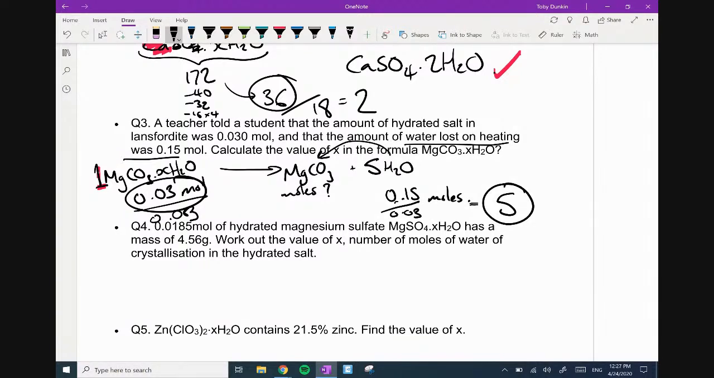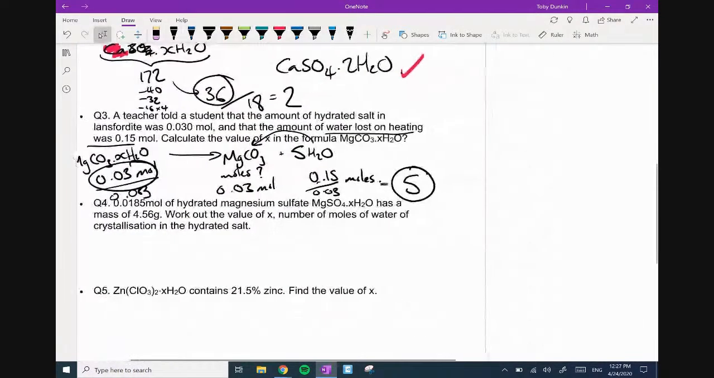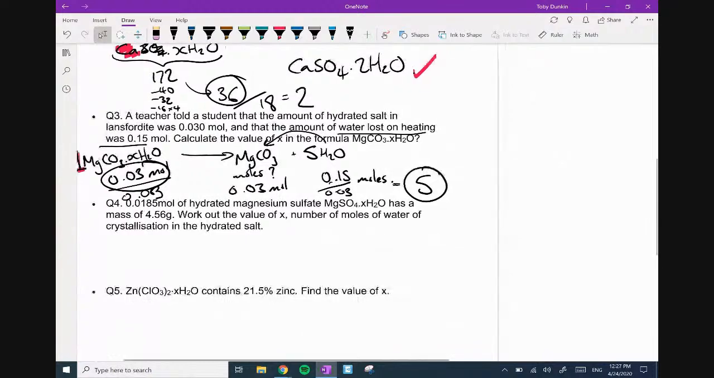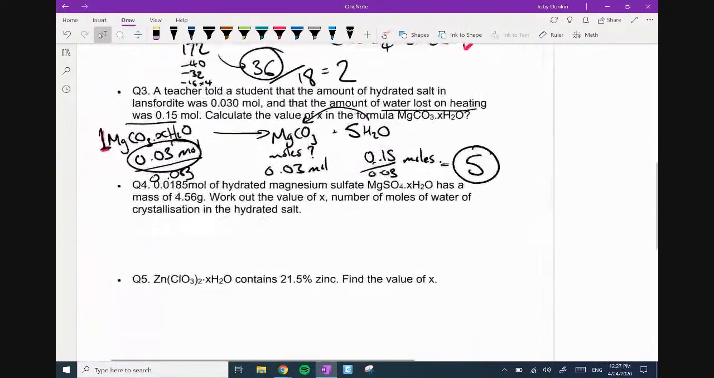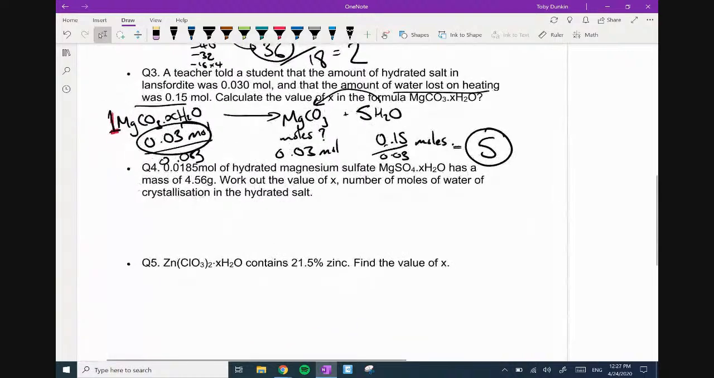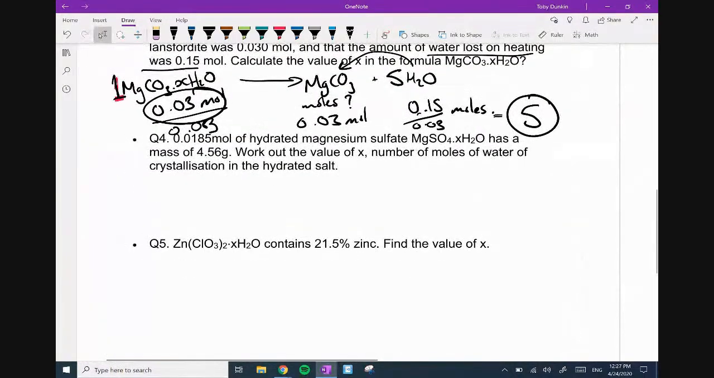Therefore, if it's 5, then that's going to be 1. So I'm going to end up with 0.03 moles of that, aren't I? We can even work that out in terms of mass to prove it if you wish. I'm tempted to prove that, but no point, I don't want to waste your time, folks. Let's keep it simple. So the answer is 5.